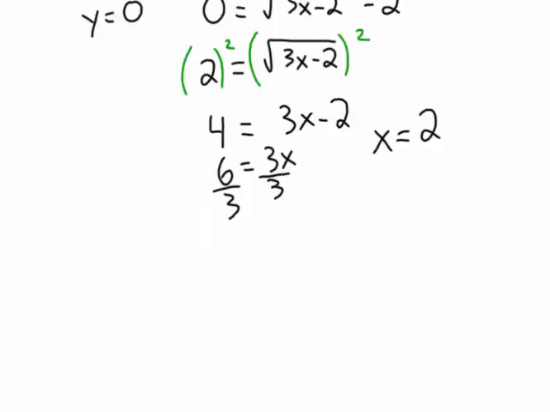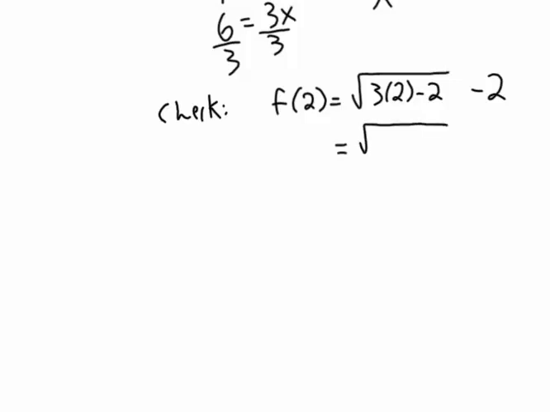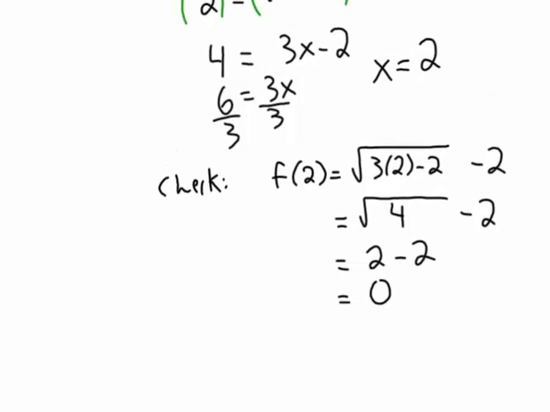Now remember, that's our potential solution. We must check this. And we must always do this with a radical. Check it in the original function. So we're going to put 2 into our original function. And when we put 2 in there, we'll get the square root of 3 times 2 minus 2. And that minus 2 is part of the original function. Remember, we're hoping that this equals 0. Well, 2 times 3 is 6 minus 2 is root 4 minus 2. And you can probably see already we're going to get 2 minus 2, which equals 0. So then we can definitely say that our solution is x equals 2.